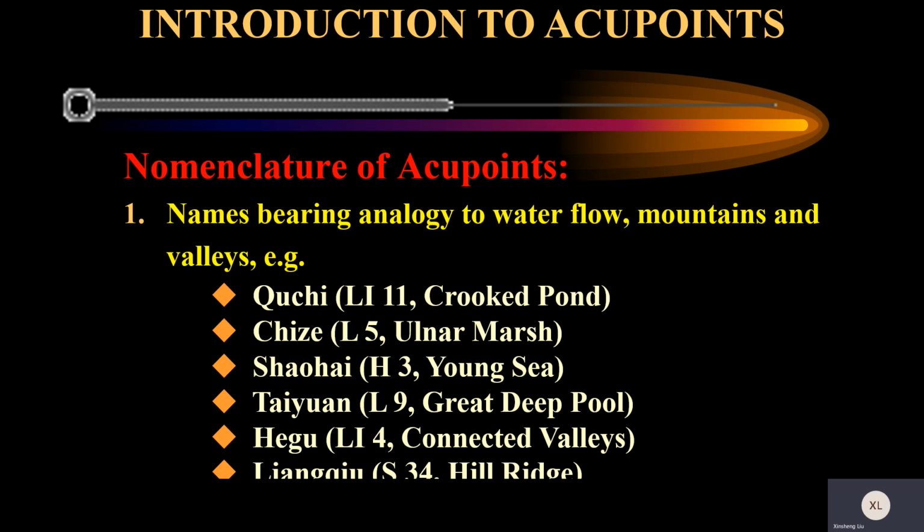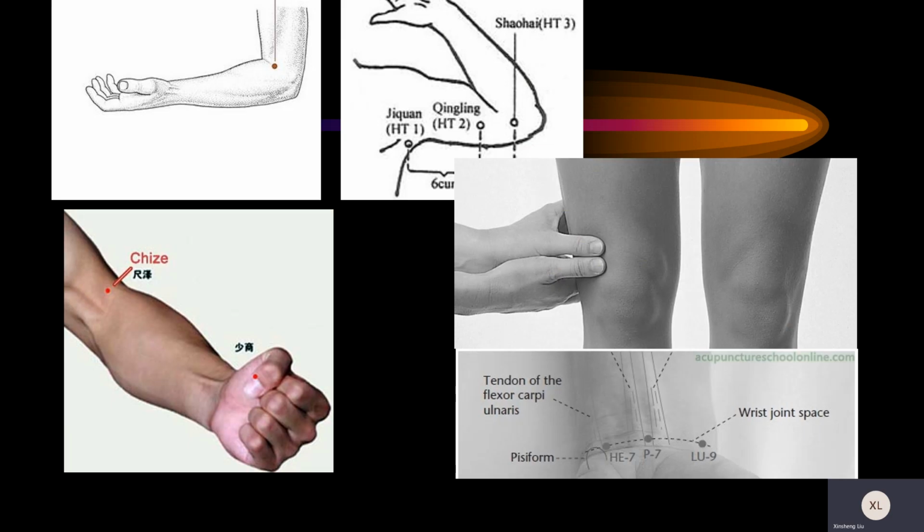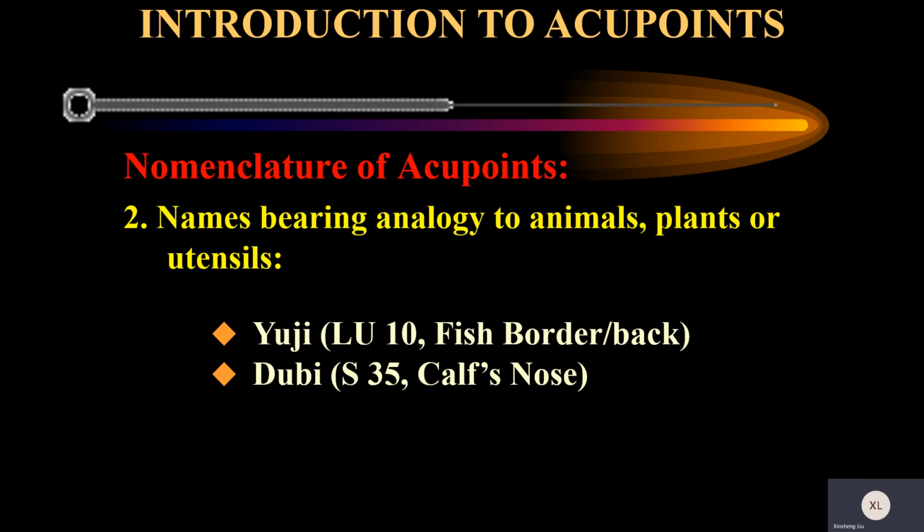But the English translation may be a little different. North America is different, and Canada is still different from the USA. But we try our best to understand the meanings of the names. And Liangqiu is like a hill range, like a small mountain, like a hill. There are so many points. Later on, we will discuss every single point, especially the important points. Okay, that is the number one naming method.